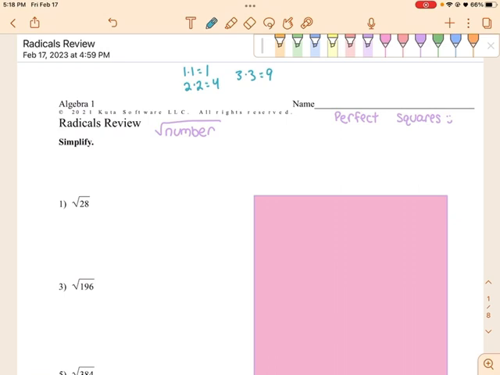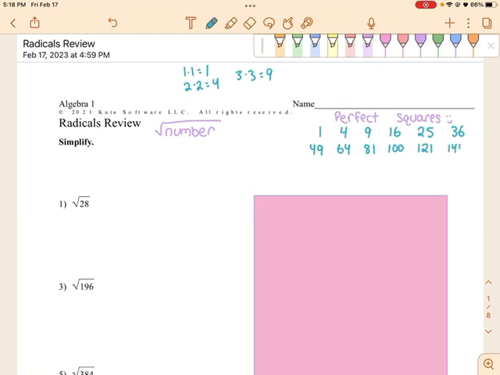So 1 times 1 is 1, 2 times 2 is 4, 3 times 3 is 9, 4 times 4 is 16, 5 times 5 is 25, 6 times 6 is 36, and then we would have 49, that's 7 times 7, 8 times 8, 64, 9 times 9, 81, 10 times 10 is 100. 11 times 11 is 121, 12 times 12 is 144.